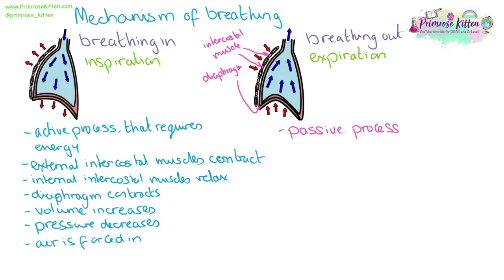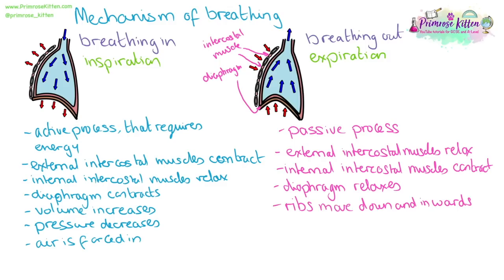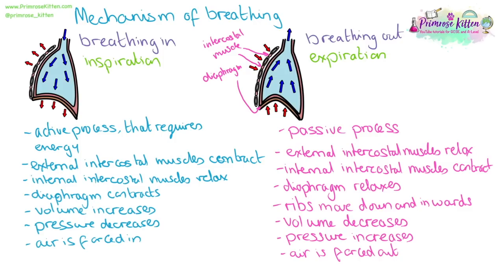Conversely, breathing out is a passive process. The external intercostal muscles relax, the internal intercostal muscles contract, the diaphragm relaxes, the ribs move in a down and inwards direction, the volume decreases, the pressure within the lungs increases, and subsequently air is forced out.